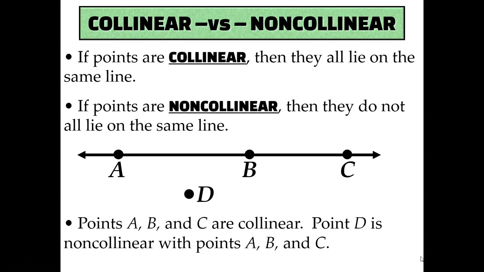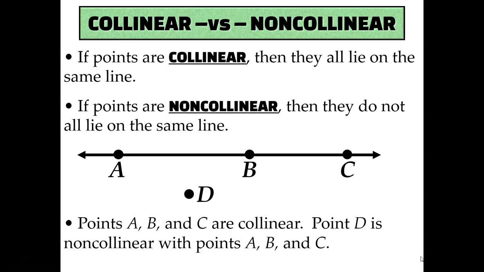Let's look at the word collinear and break it down into its parts. The prefix co, co, means together. And then the main part of the word is linear. You probably remember that from Algebra 1. Linear functions make straight lines. So all that this word means is that they are points together on a line.